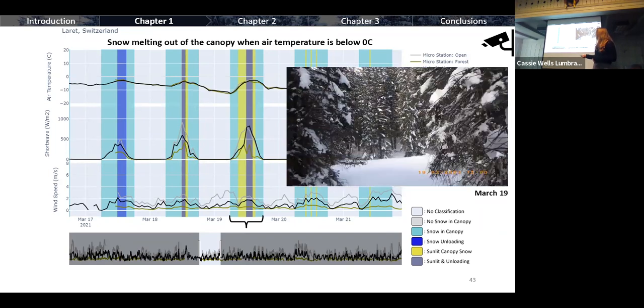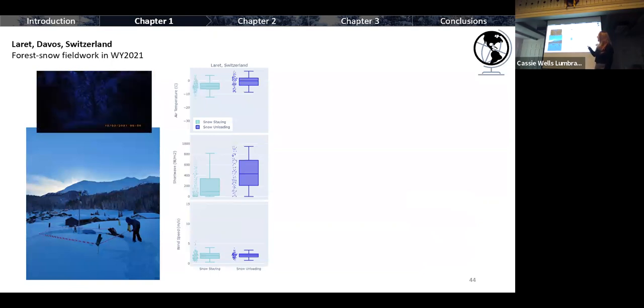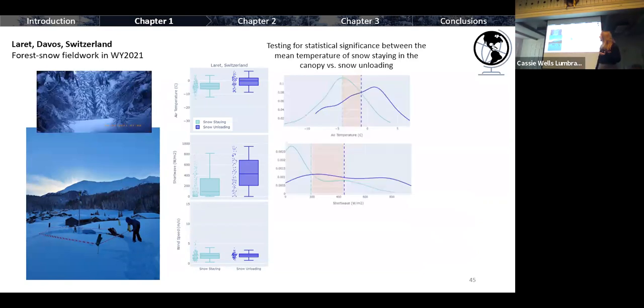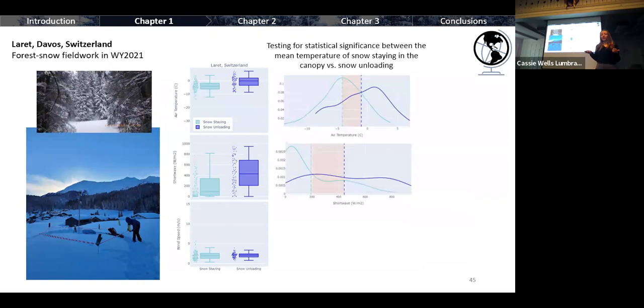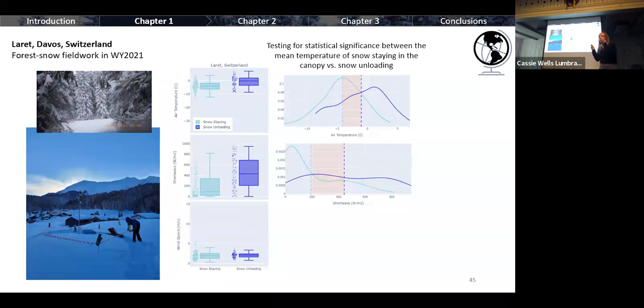And essentially, we're able to summarize all these observations, looking at all these unloading events, and see these relationships between snow staying in the canopy and snow unloading. And the really cool thing about Lorette was that the difference in the means between temperature and shortwave for snow staying versus snow unloading were statistically significant. So we had large differences in the means for those being predictors for unloading.